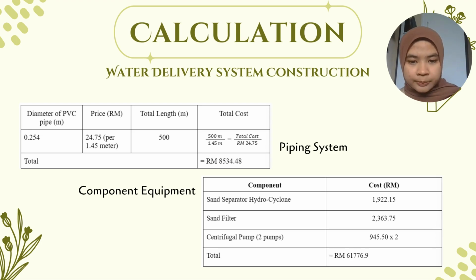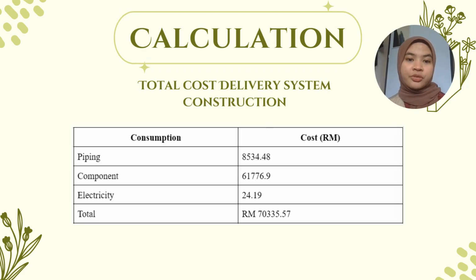For the component equipment of sand separator hydrocyclone, sand filter, and 2 centrifugal pumps, the total cost is 61,779 ringgit and 9 cent. For the total cost of delivery system construction, for the piping, component, and electricity consumption, we get the total amount of 70,335 ringgit and 57 cent.